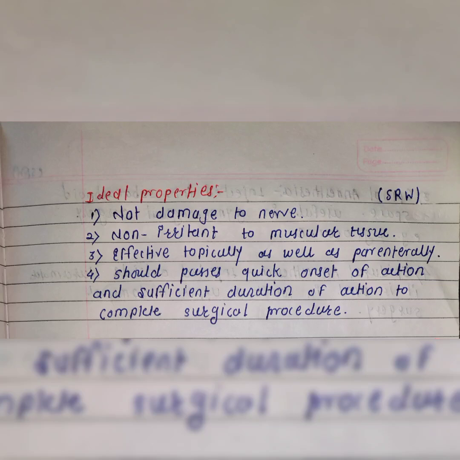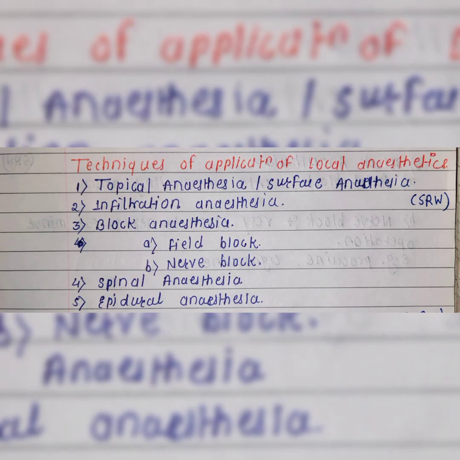Techniques of application of local anesthetics. It includes topical anesthesia, which is also known as surface anesthesia, infiltration anesthesia, and block anesthesia. Block anesthesia includes field block anesthesia and nerve block anesthesia, then spinal anesthesia and epidural anesthesia.